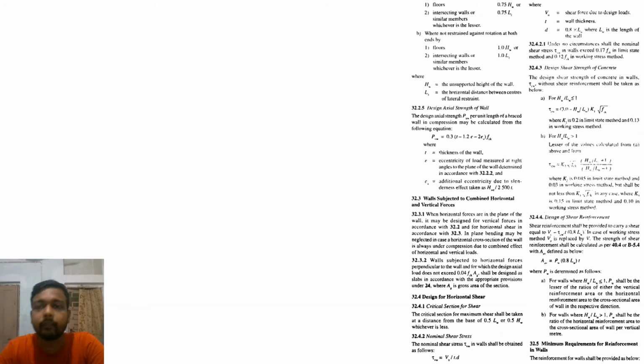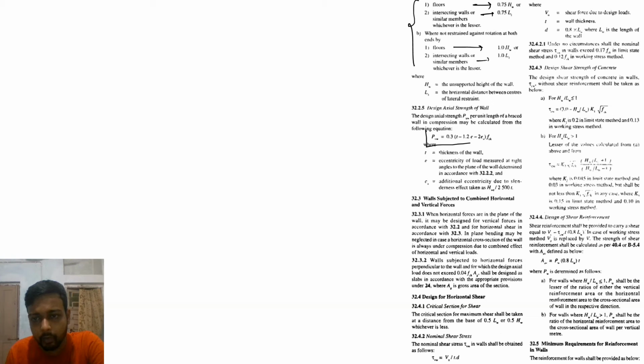Effective height, there are some given clauses. Floor 0.75 Hw, intersecting wall 0.75 L. When not restrained against rotation at both ends, floor 1.0, both are 1. Now we talk about the strength of the wall.